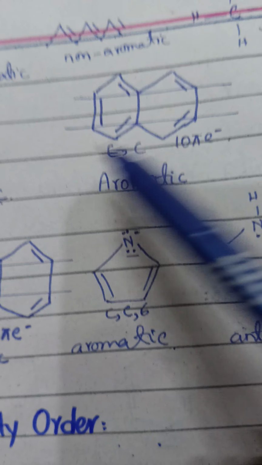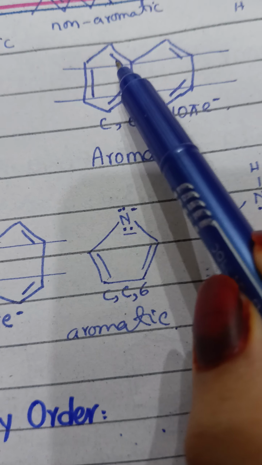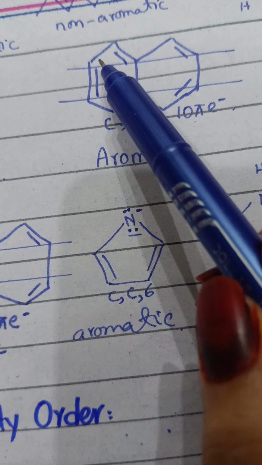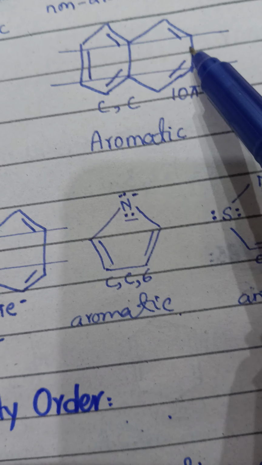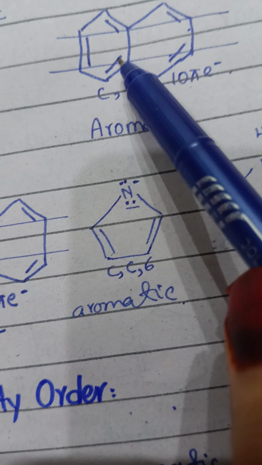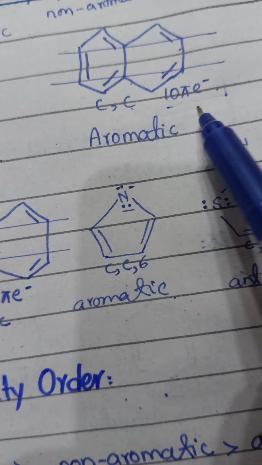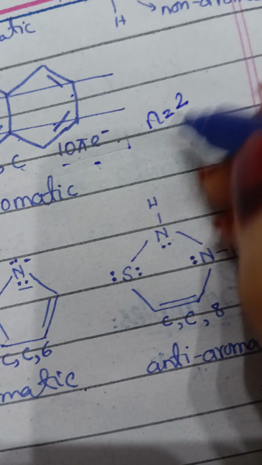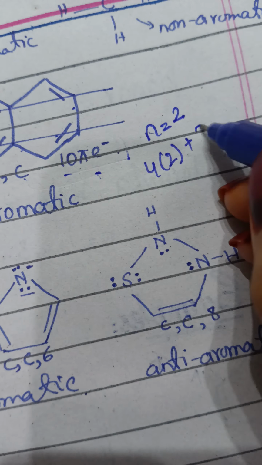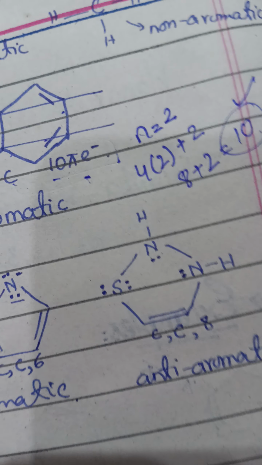Now we have the naphthalene structure. In naphthalene you have to count like this: pi, sigma, pi, sigma, pi, sigma, pi, sigma, pi. In this way you count, and you have 10 pi electrons. For 10 pi electrons we have n equal to 2, so 4 times 2 plus 2 gives 10. So in this way, 10 pi electrons is also considered an aromatic compound.